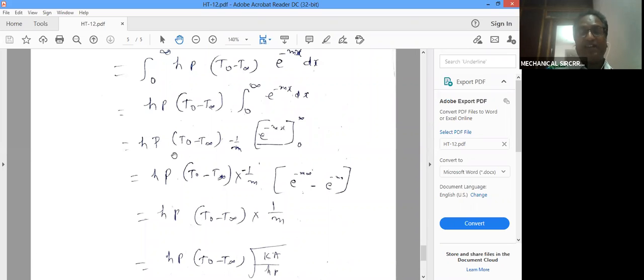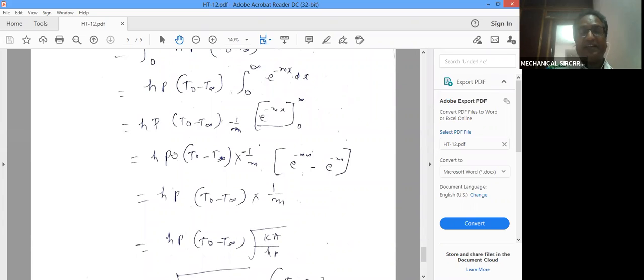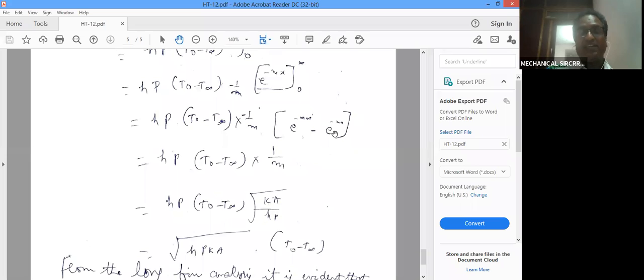So hP into (T naught minus T free stream) into minus 1 by m into (e power minus m infinity minus e power minus m into 0). So e power minus infinity is 0, minus e power 0, which is 1. That's why minus 1 by m into minus 1. All of you listen very carefully: minus 1 by m into minus 1.